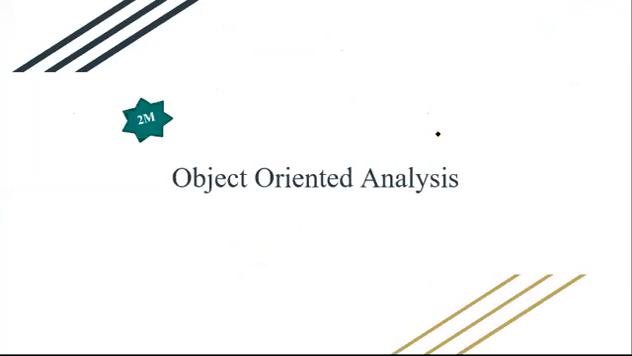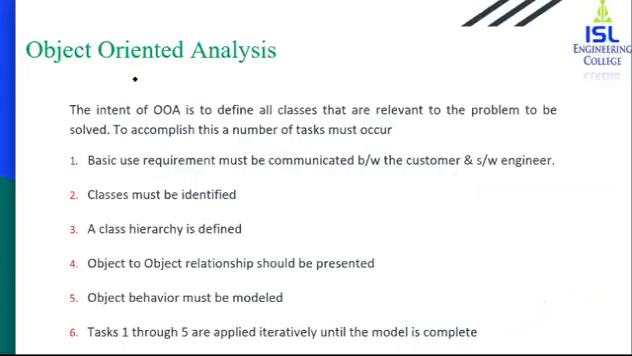The next is object-oriented analysis. Now this object-oriented analysis is again important for 2 marks. Its short form is OOA. The intent of OOA is to define all the classes that are relevant to the problem. That is, the classes that provide some specific information that is useful to the problem. Only those classes you define so that they can solve a particular problem.